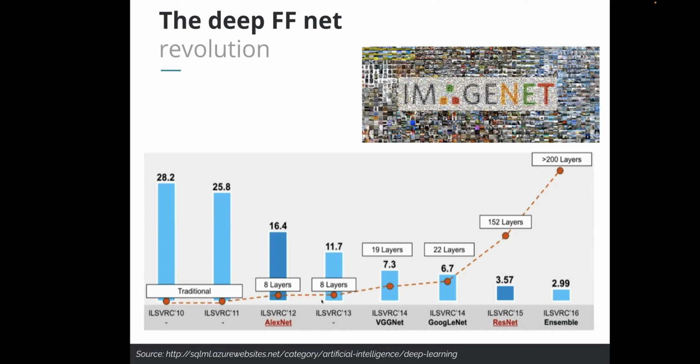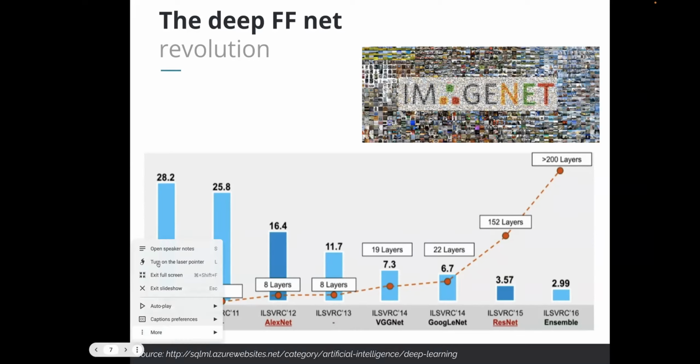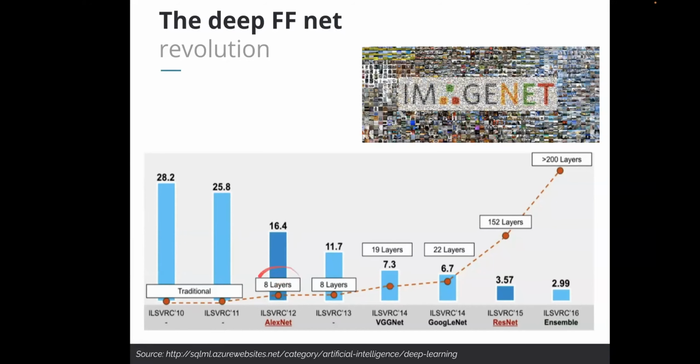So what's pretty clear is that since 2010, and especially since 2012, since the introduction of the first kind of deep neural network, which was AlexNet with 8 layers of processing, the accuracy, or the error rate, I should say, has been going down steadily.